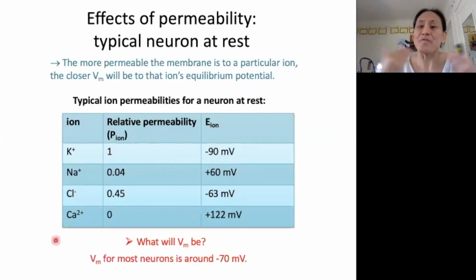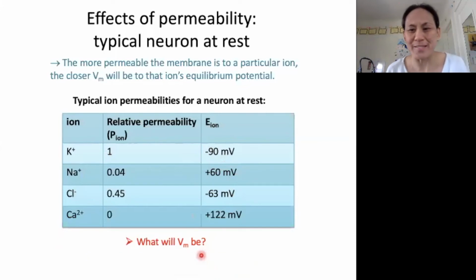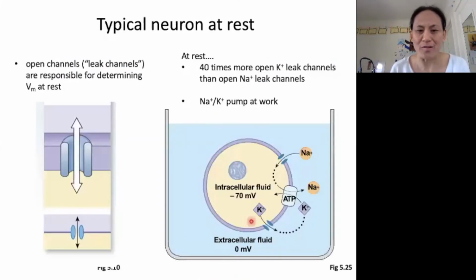Okay, so for most neurons, we have a resting membrane potential of negative 70 millivolts, which actually is the figure that you have been seeing all along in all of these slides, right? So this is a typical neuron at rest, and it's got its membrane potential at negative 70 millivolts.